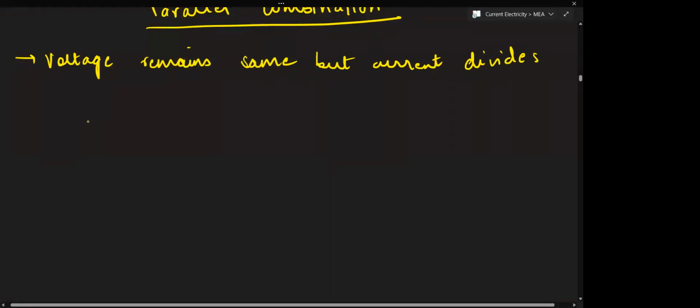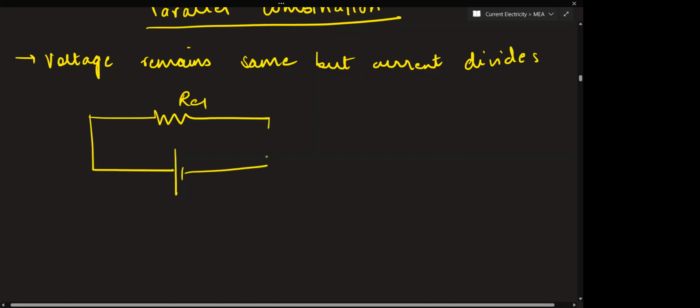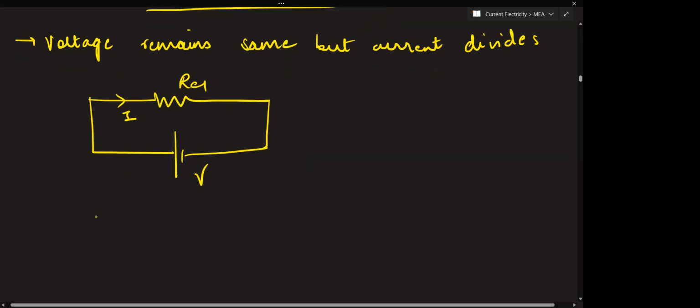Now, if you have R equivalent, this is V and this is I. So in this case, which quantity will remain the same? In case of parallel combination, your voltage remains the same. So current will be what? Current will be I1 plus I2. Let's say n number of resistors are connected in parallel. So it will be up to In.